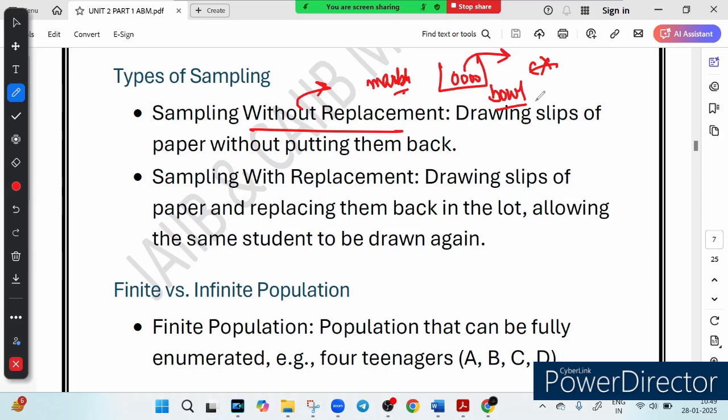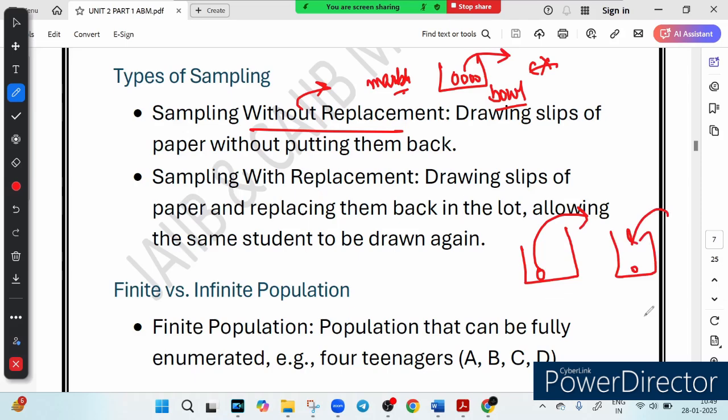How can you draw the same marble again? Because it is outside the ball, right? Because you have not put the marble back in the ball. So this is called without replacement. And if we talk about with replacement, suppose I draw a marble and put it back before drawing the next one. Suppose I have drawn it and then I have again put that marble into it.